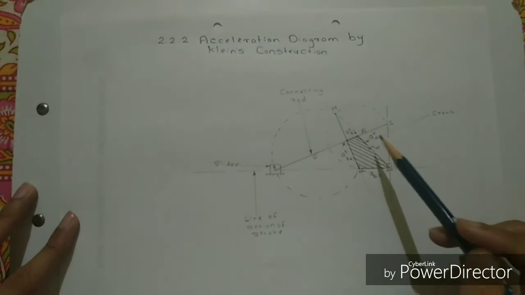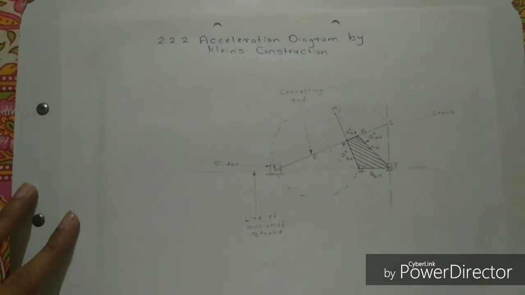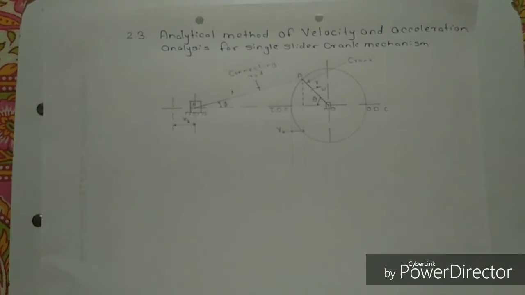This is an acceleration diagram for Klein's construction. After explaining the velocity diagram and acceleration diagram by Klein's construction, now I point towards the analytical method of velocity and acceleration analysis for single slider crank mechanism.